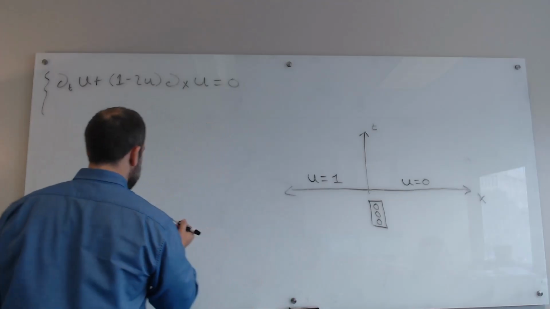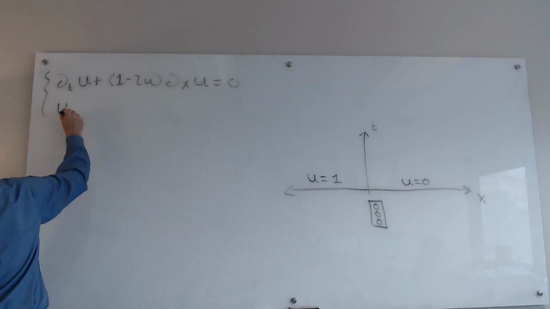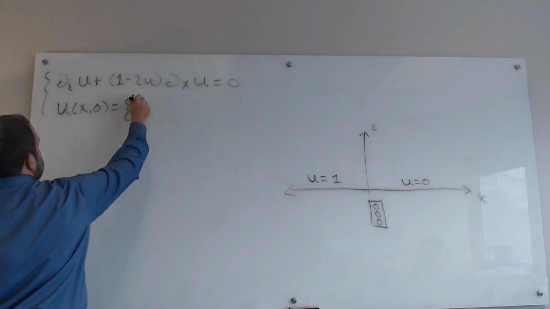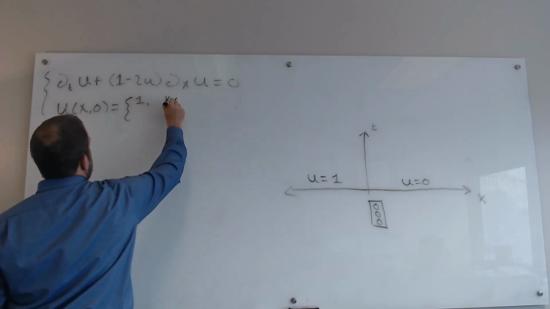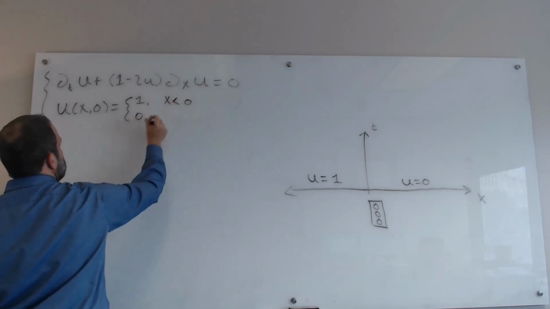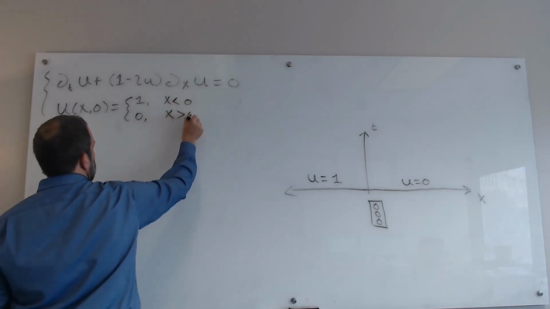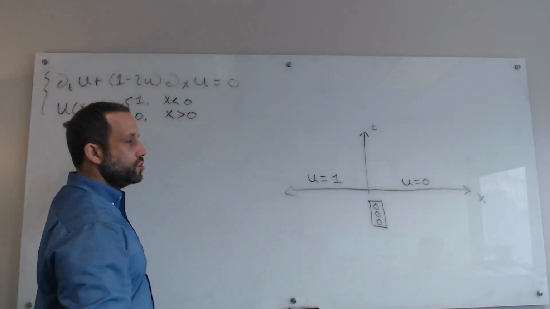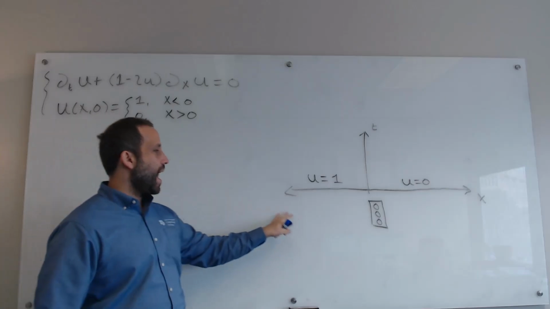So we'll write this as u of x, 0 is equal to 1 for x less than 0, and equal to 0 for x greater than 0, and we want to see what happens. We want to basically solve this equation and see what happens after that.